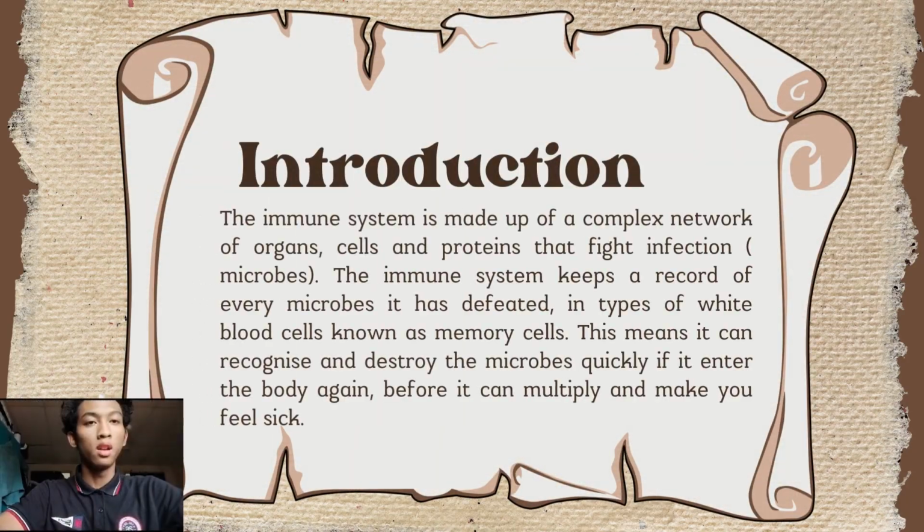I will introduce what the immune system is. From what I researched on Google, I found that the immune system is made up of a complex network of organs, cells and proteins that fight infection microbes. The immune system keeps a record of every microbe it has defeated in a type of white blood cell known as a memory cell. This means it can recognize and destroy the microbes quickly if they enter the body again, before they can multiply and make you feel sick.